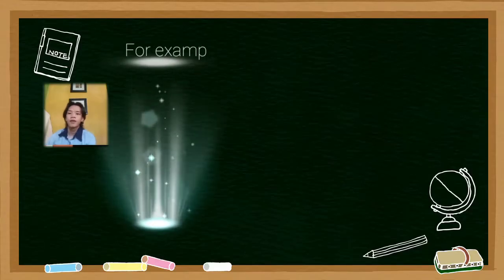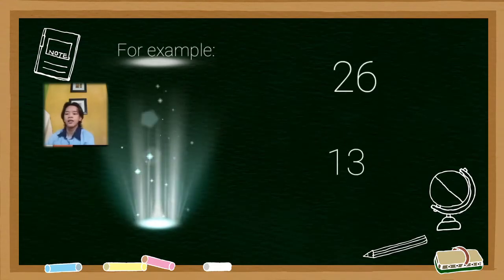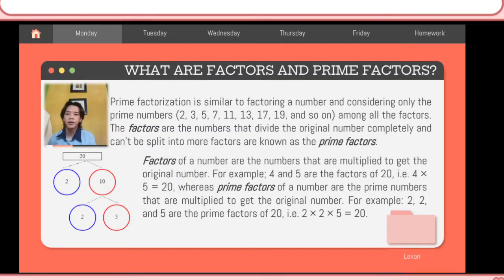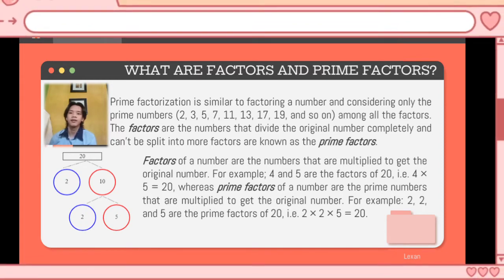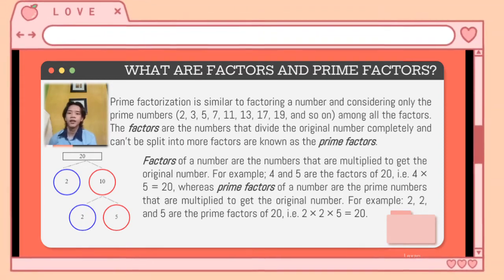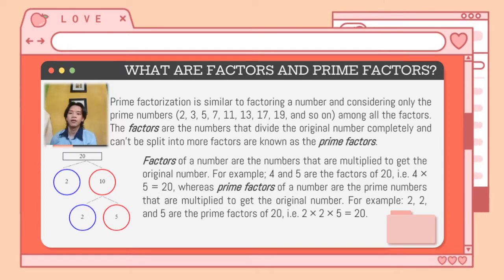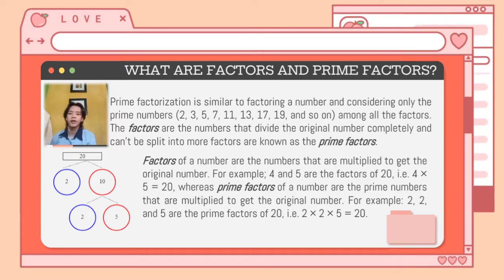For example, the prime factors of 6 will be 2 and 3. The prime factors of 26 will be 13 and 2. So let's move on to the factors. Factors of a number are the numbers that are multiplied to get the original number. For example, 4 and 5 are the factors of 20, since 4 times 5 equals 20. Whereas prime factors of a number are the prime numbers that are multiplied to get the original number. For example, 2, 2, and 5 are the prime factors of 20.